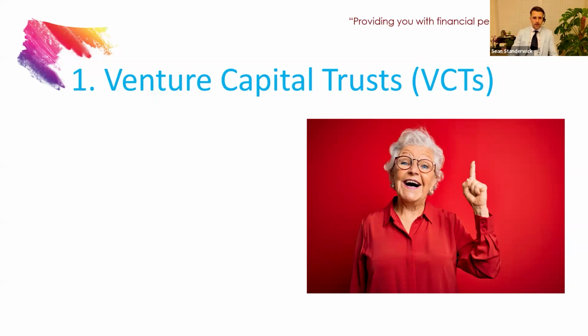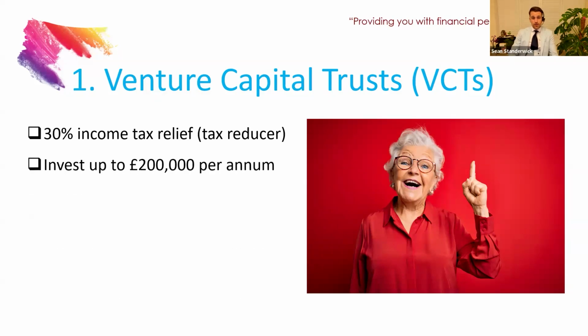I want to break that traditional mold of the things you might think about. Not everyone thinks of or knows about venture capital trusts. So how do these work? They're investments. If you invest into them, you have 30% income tax relief. Really important to note, though, it is what's known as a tax reducer, so you have to have paid the tax in order to claim it back. You can invest up to £200,000 per annum, so it's quite a lot of money.